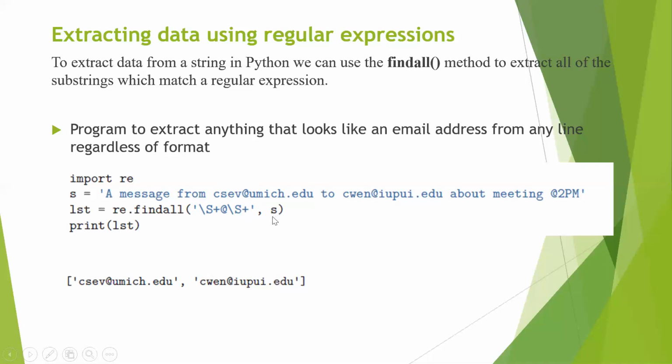So what are you trying to tell? From this given string s, you're trying to extract this portion. What is this portion? Any string that starts with a non-white space character, has one or more non-white space characters, has an @ symbol, followed by one or more non-white space characters. That is fetched and stored in the form of a list. And you're printing that list. If you see the output of the program, it has returned a list of all the email addresses.